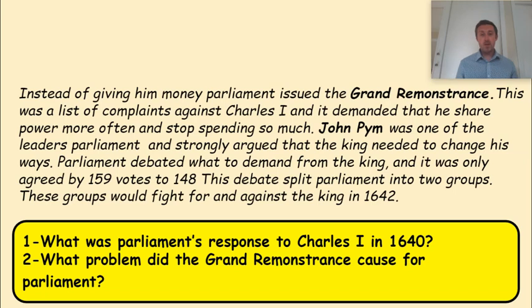Okay, hopefully you've answered those two questions. Question number one, the answer is obviously Parliament issued the Grand Remonstrance, which listed a series of complaints against the king. And what problem did this cause for Parliament? Well, it caused a complete split in Parliament: those who supported the king and those who were against the king. And so now Parliament is divided, which is going to cause a lot of issues in the future.